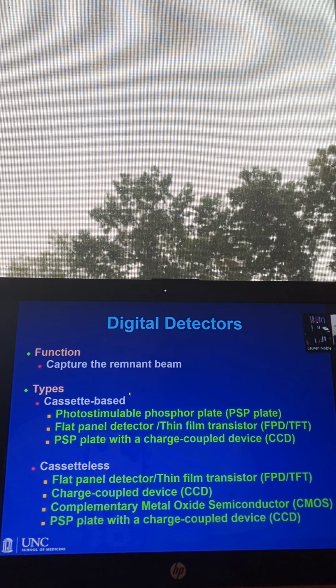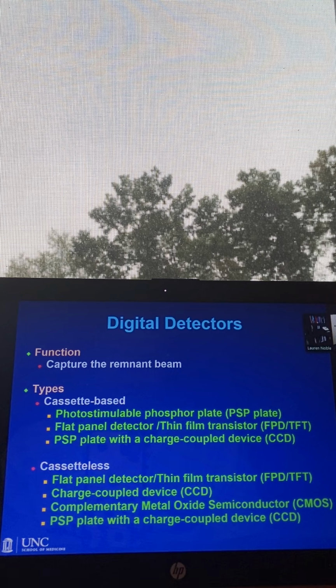So when it comes to cassette-based types of detectors, we have some different kinds. We have a photostimulable phosphor plate, which is a PSP plate. There are flat panel detectors. You may also hear them referred to as a thin film transistor, but most people use the terminology flat panel detector. That's like the one that sits in the battery charger on the counter in the X-ray room 1. And then we also have a PSP plate with a charge coupled device. So we kind of have like a hybrid detector. So those three are examples of cassette-based detectors.